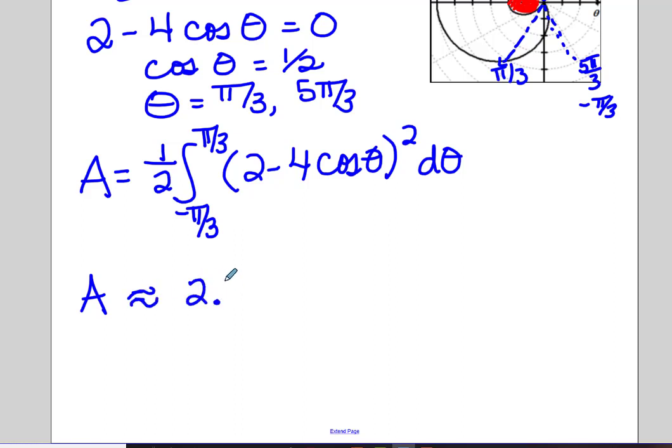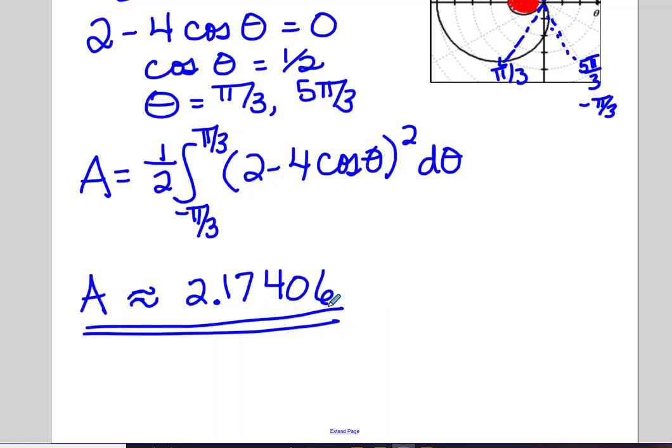And I find that the area of that inner loop is about 2.174. So that one I use the calculator for.